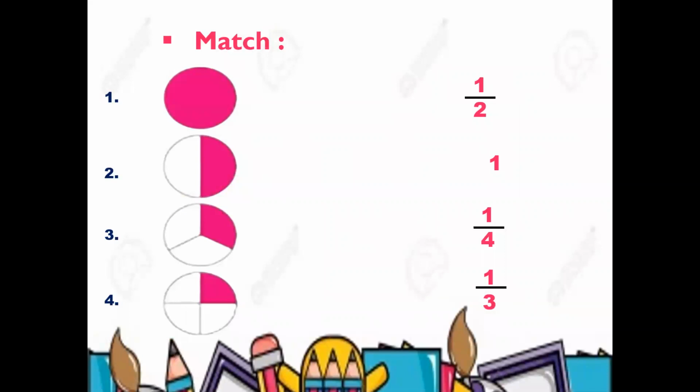Here we want to match to the correct fraction. Number 1, the whole circle with the pink. So it will be, write in the chat, please. Yemen, excellent. Omar, Hussein, very good. 1 whole, it will be 1 whole with the number 1. Okay, number 2.